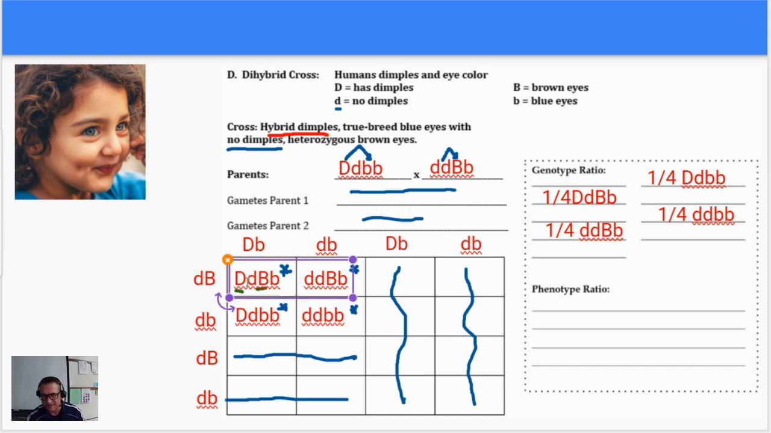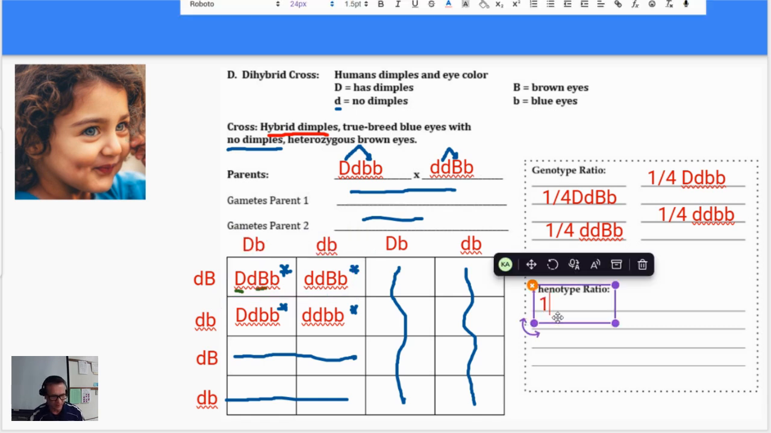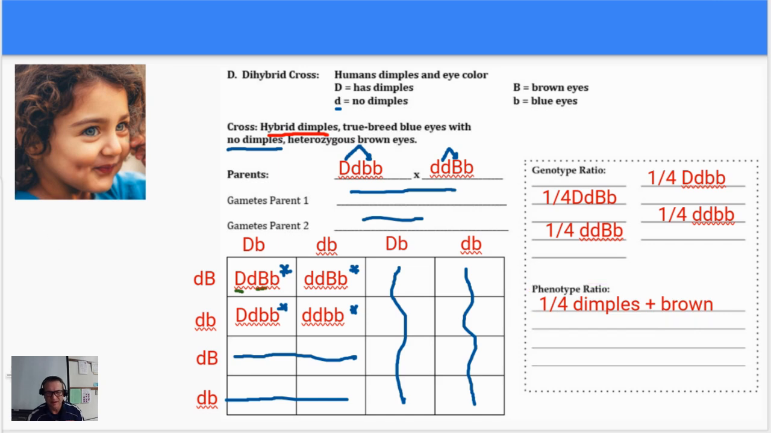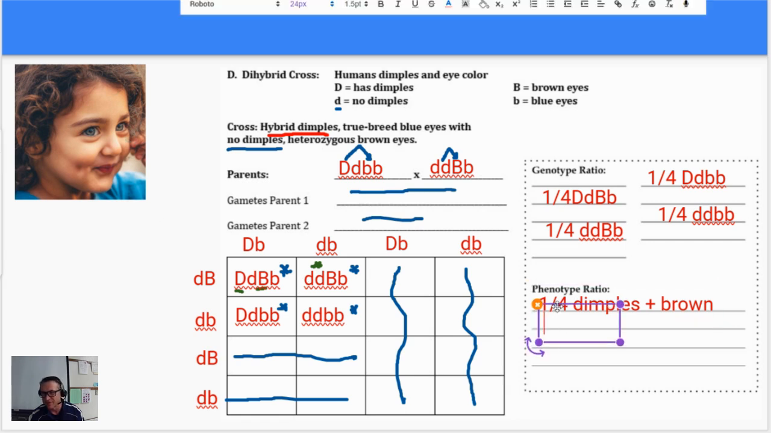All right, so this person here is going to have dimples because he has a dominant allele and brown eyes. So 1 out of 4 of their kids will have dimples plus brown. All right, so we'll go to the next one. This one right here, this person's got two little D's, so no dimples, but brown eyes. 1/4, or 25%, are going to have that phenotype. 1/4 of their kids will be no dimples plus brown.